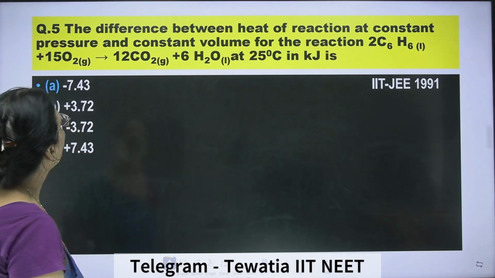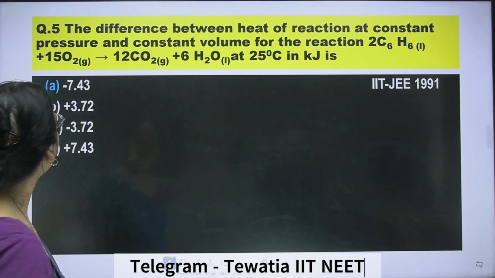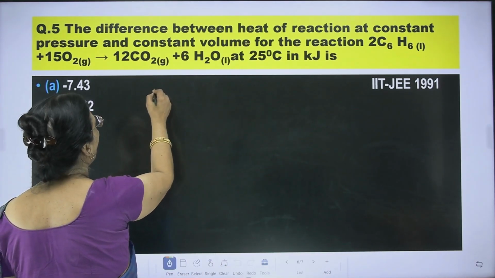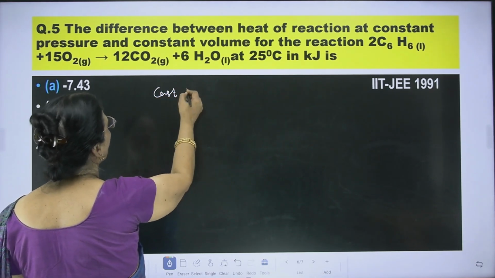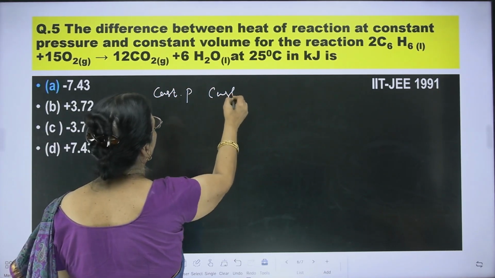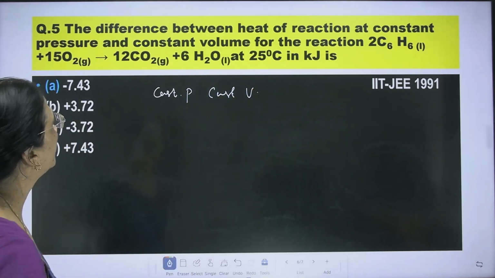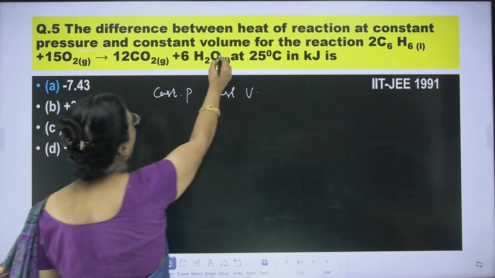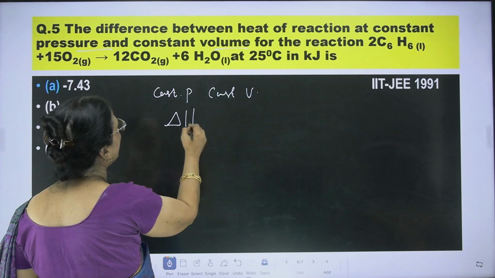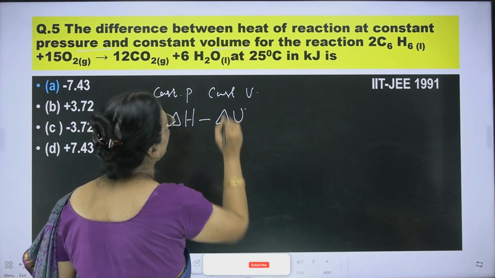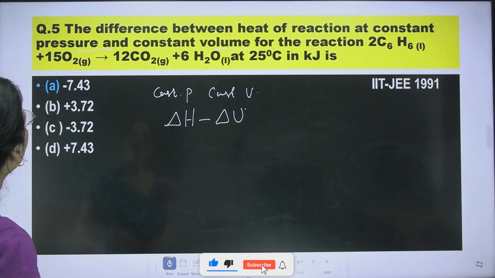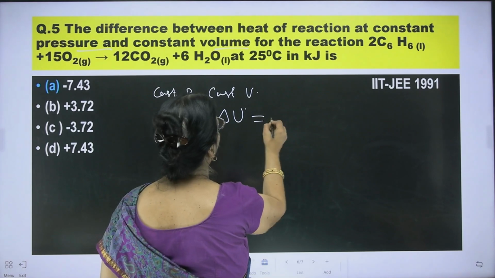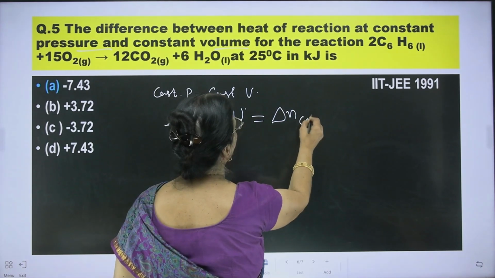Next question. The difference between heat of reaction at constant pressure and constant volume. So it has been given at constant pressure and at constant volume, the difference between the heats of reaction. So here the difference is del H minus del U. Clear? This reaction has been given at constant volume. As you know, del H minus del U is equal to del Ng RT.